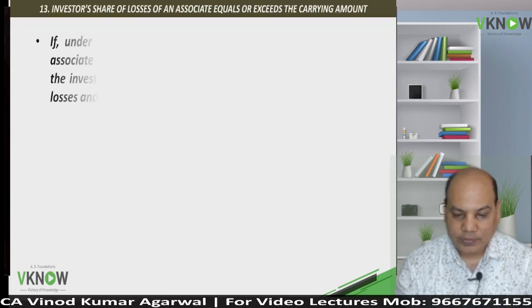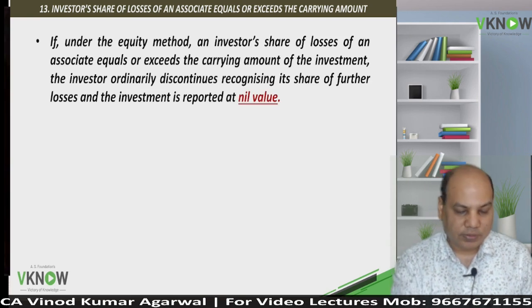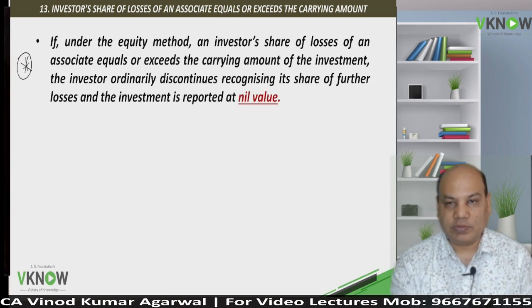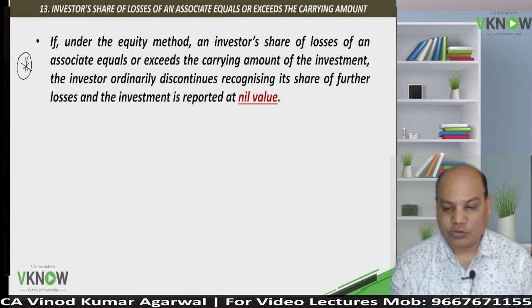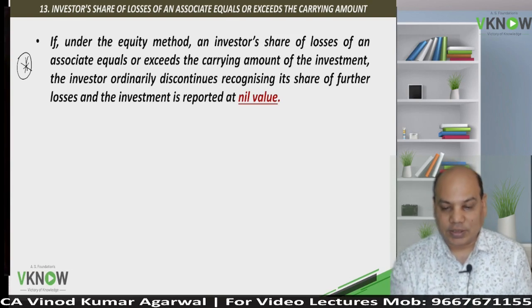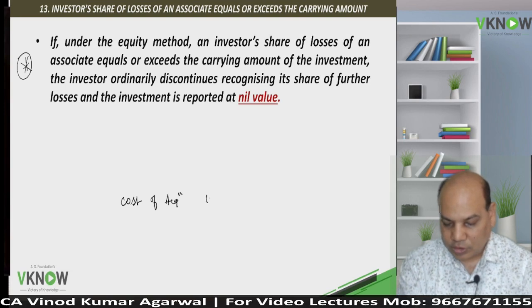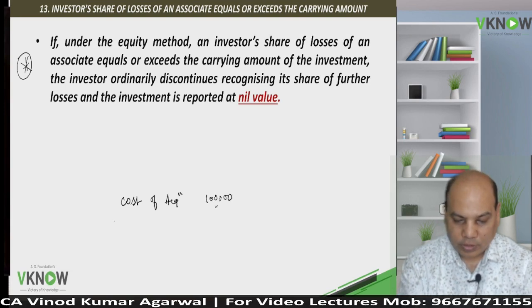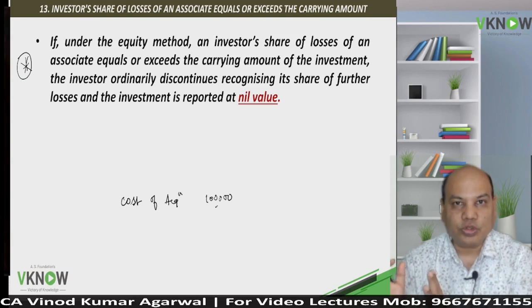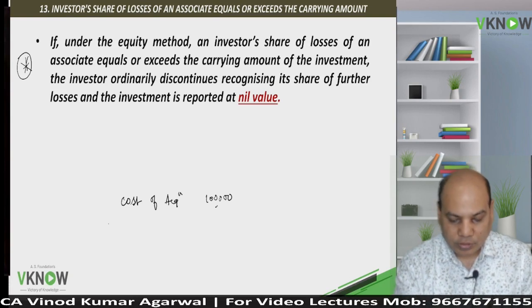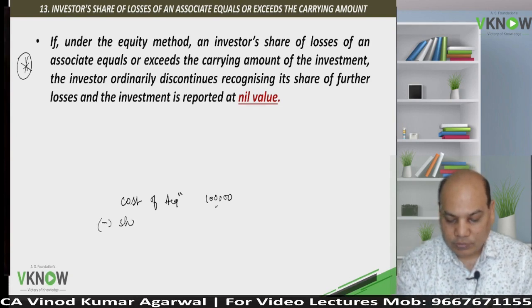Now the next is something very important. Write down important. Investor share of loss of an associate equals or exceeds the carrying amount. Suppose cost of acquisition is 1 lakh, and after the acquisition, post acquisition, the associate suffers losses. So I will have to reduce carrying amount of investment, less share of loss of associate.